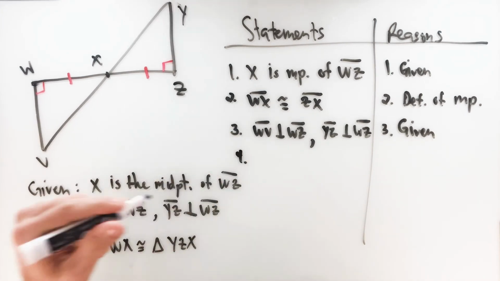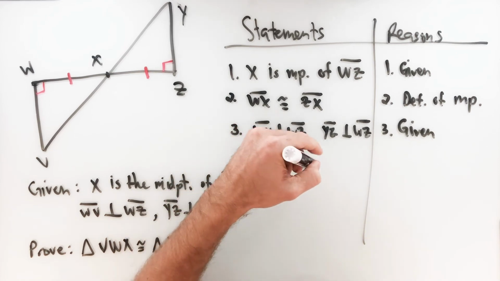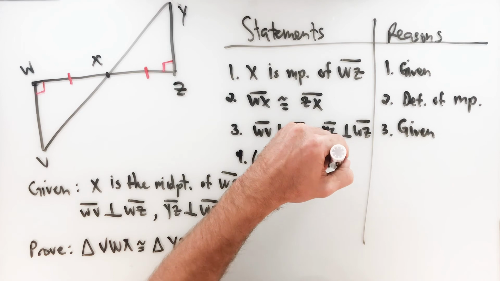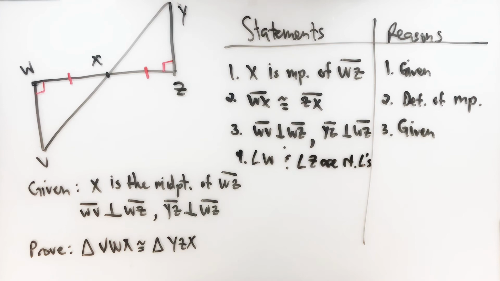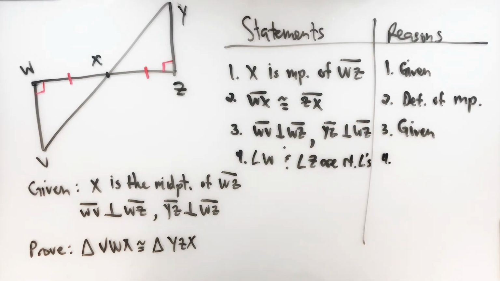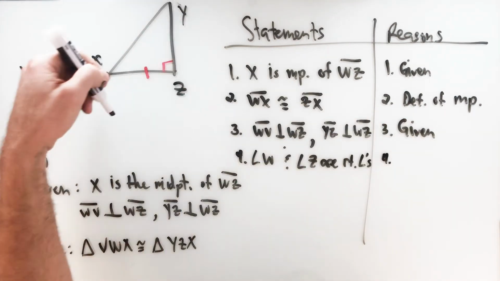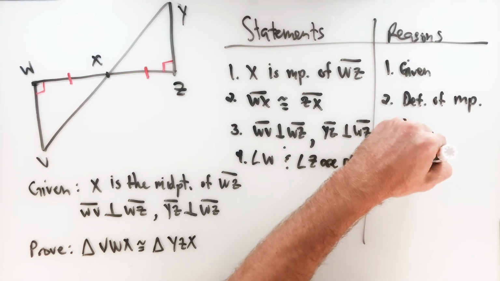So number 4, we're going to state that angle W and angle Z are right angles. Notice I didn't say that they were congruent to one another, because I didn't say that yet. I don't know that just because they're perpendicular they're congruent. I mean, you kind of do, but you do have to state this first. So angle W and angle Z are right angles. Why did we know that they were right angles? It's because of these lines being perpendicular. So the definition of perpendicular gives us that information.